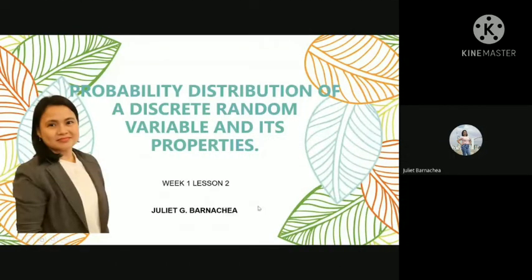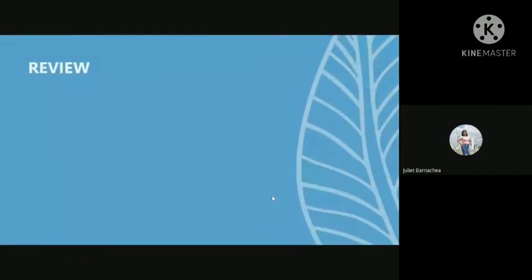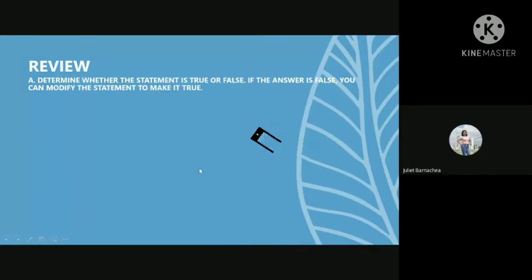Under lesson 2 is probability distribution of a discrete random variable and its properties. With that, we will start this by a review. So first, we will determine whether the statement is true or false. If the answer is false, you can modify the statement to make it true.